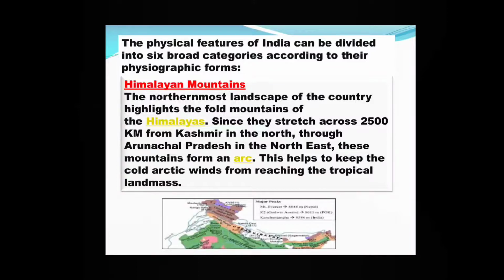The northernmost landscape of the country highlights the fold mountains of the Himalayas. Since they stretch across 2,500 km from Kashmir in the north through Arunachal Pradesh in the northeast, these mountains form an arc. See, the Himalayan mountain starts from Kashmir and it ends in Arunachal Pradesh. So this whole mountain range forms an arc. This helps to keep the cold Arctic winds from reaching the tropical landmass. If the Himalaya was not there, then India would have been a landmass covered with snow. It is the Himalaya which is stopping the cold winds from entering the tropical landmass.